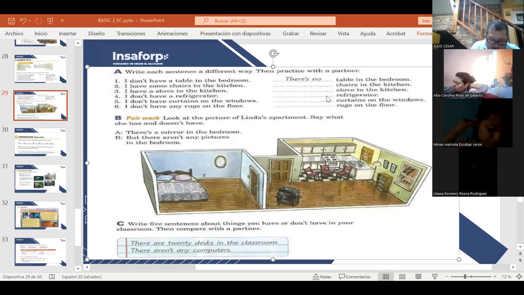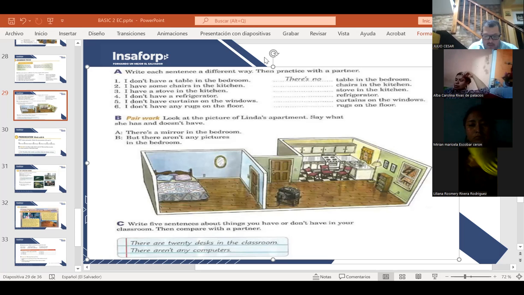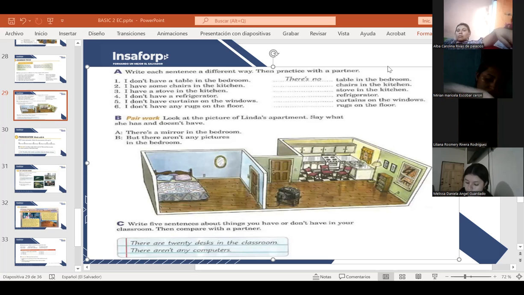Okay, let's go to the breakout rooms and you're gonna read your sentences to your partners, okay? You're gonna compare, you're gonna read. Van a leer lo que tienen escrito ahí, okay? To your partners. ¿Comprenden? Understand the activity? Sí. Okay, let's go. They aren't any dog in the house. Okay, ahí vamos in the groups.